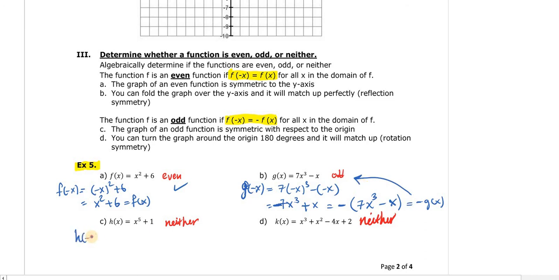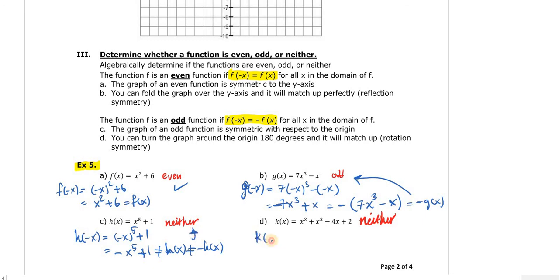If I have h of -x, that will give me (-x) to the fifth power plus 1, which will become -x to the fifth power plus 1. Now, even if I pull negative out, it's not going to be equal to h of x, and it's not going to be equal to negative h of x, and that confirms it's neither even nor odd.